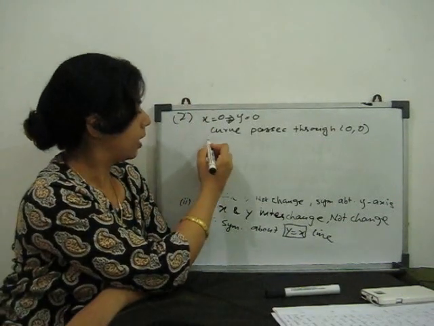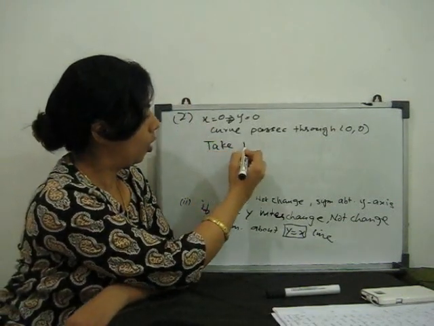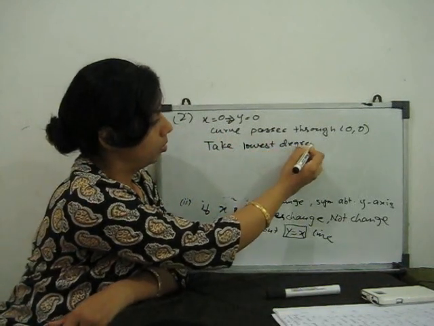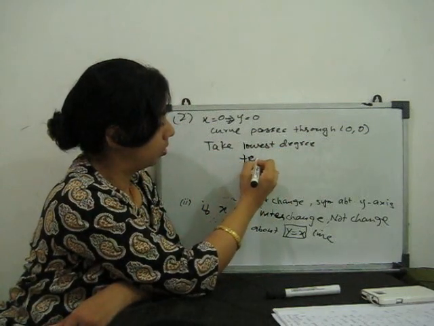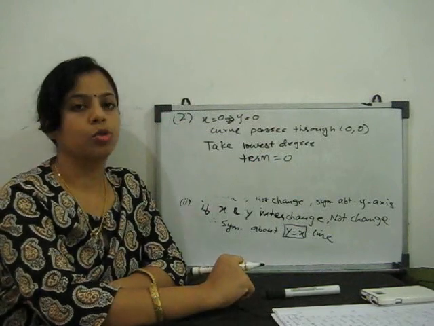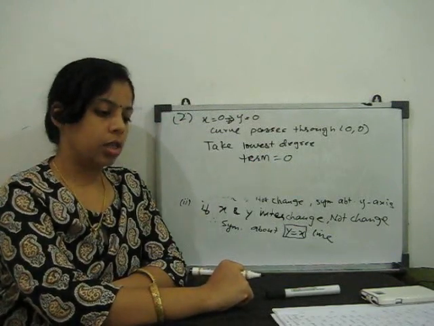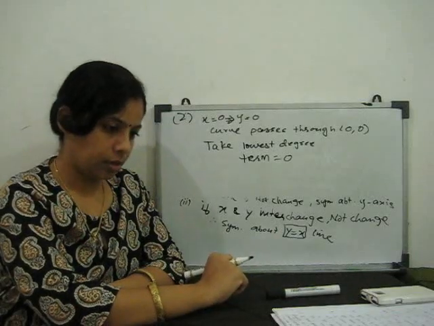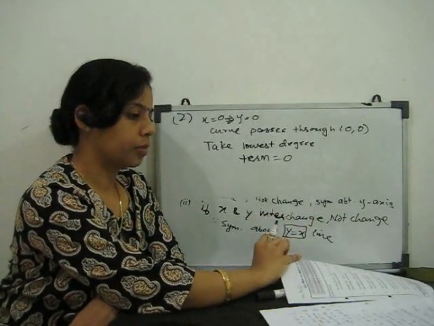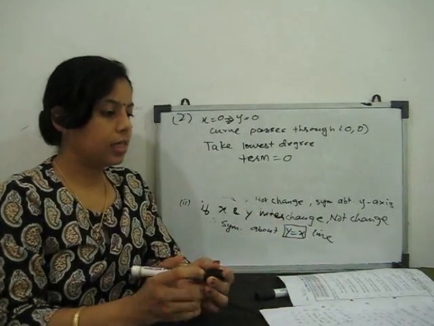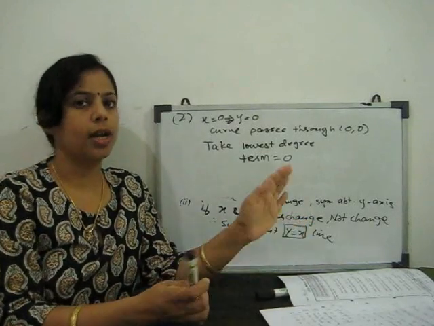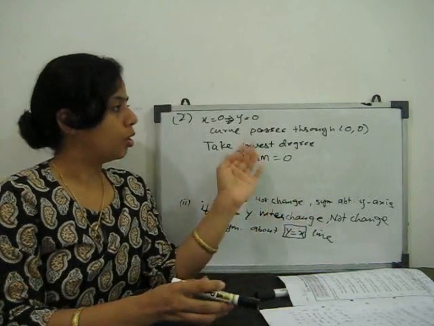Take the lowest degree term and equate it to 0. Taking the lowest degree term equal to 0 gives the equation of the tangent. Next, what we have to check is which type of tangent, real or imaginary. If real tangents are there, then we have to draw them, and we can easily draw that curve.